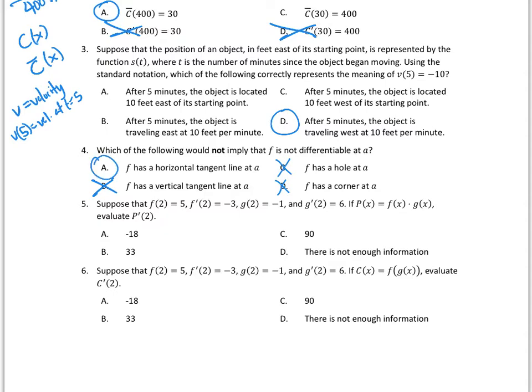If f has a horizontal tangent line, that just means that the slope is 0, so f is differentiable, and the derivative there would equal 0.